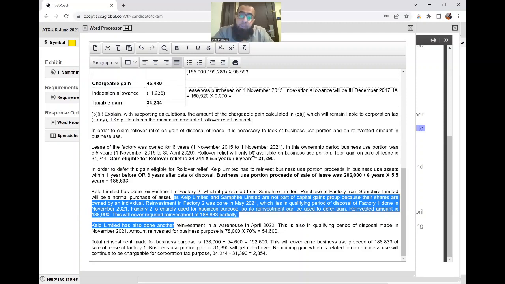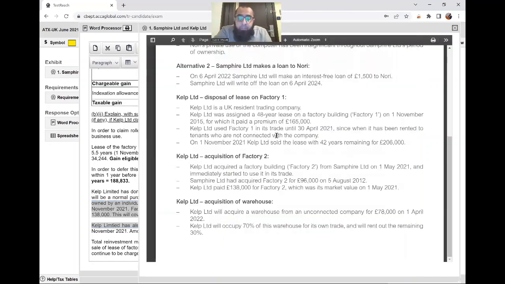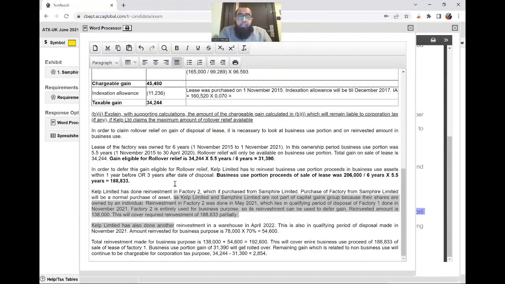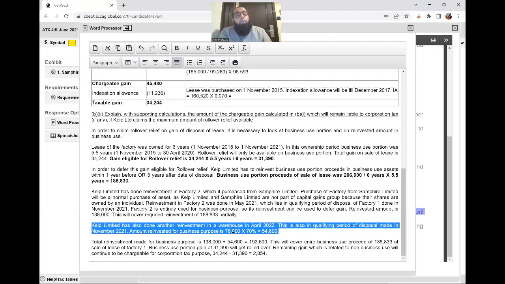Reinvestment in Factory 2 was made in May 2021, which lies in qualifying period because we can go back up till 12 months. Factory 2 is entirely used for business and its amount is 138,000. You can read it here. Okay, and it will immediately be used in trade. The other reinvestment is warehouse, which is of 78,000. It was purchased in 2022, but yes, we can go up till 3 years.